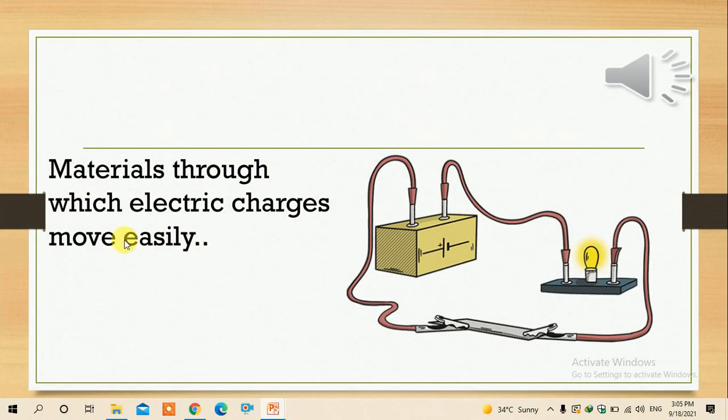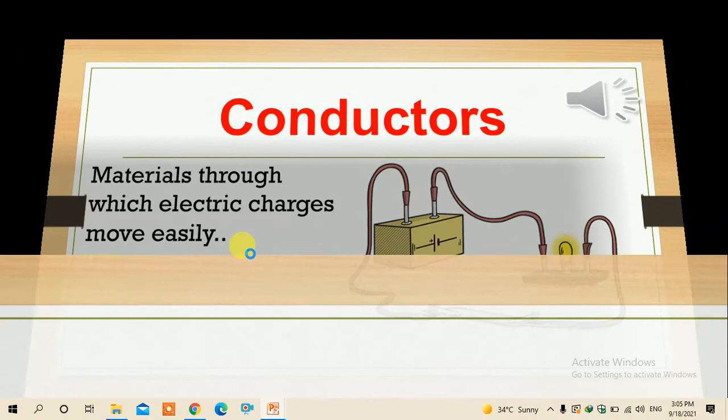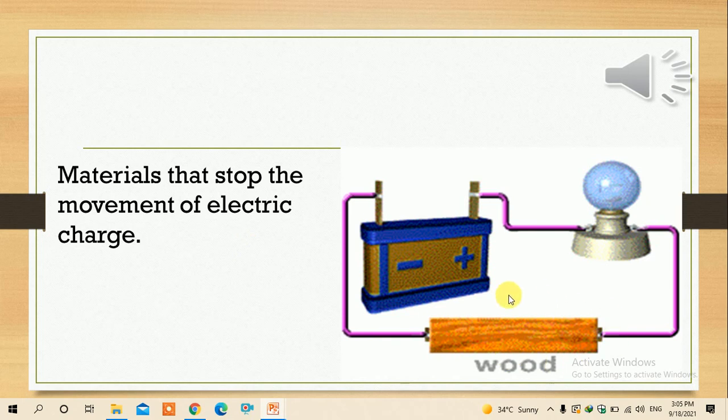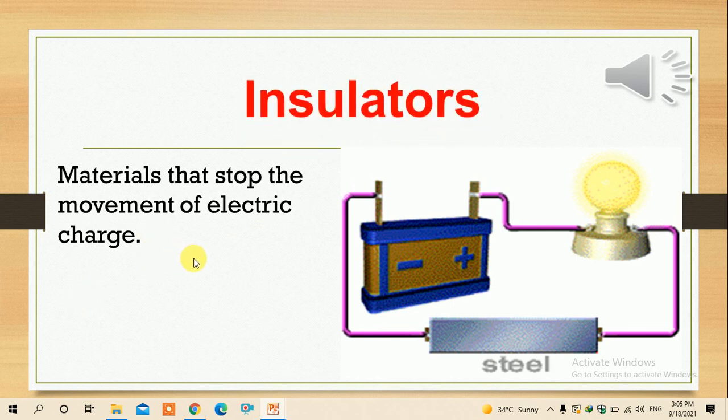Materials through which electric charges move easily, like this metal here, they are conductors. Good job. Okay, this piece of wood here, does it let electric charges move? No. Copper, yes. Glass, no. Okay, steel, yes. So, materials that stop the movement of electric charge, like wood and glass, they are insulators. Good job.